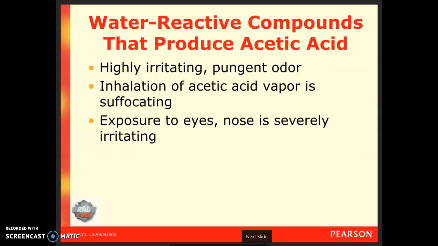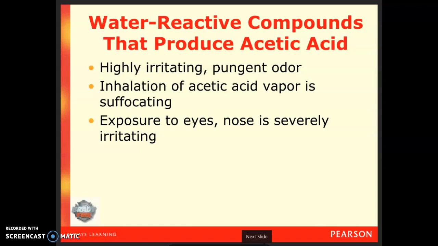Now, the last class of non-metallic substances that we're going to look at are these water-reactive compounds that produce acetic acid. Acetic acid you know better as vinegar. Vinegar that you buy at the store is a 5% solution of acetic acid in water. Because of that reactivity, we know that things that create acetic acid are obviously going to create corrosives, which is a problem unto themselves.